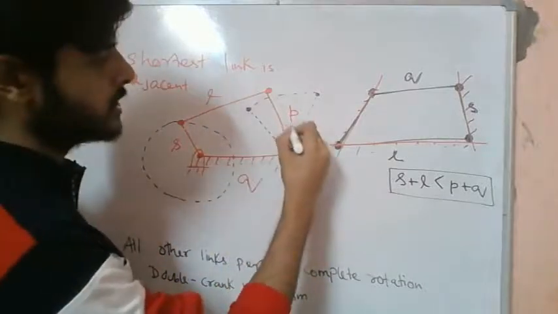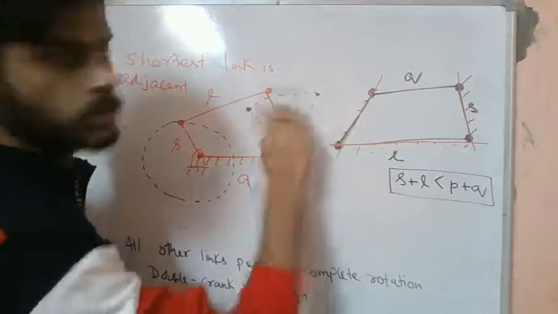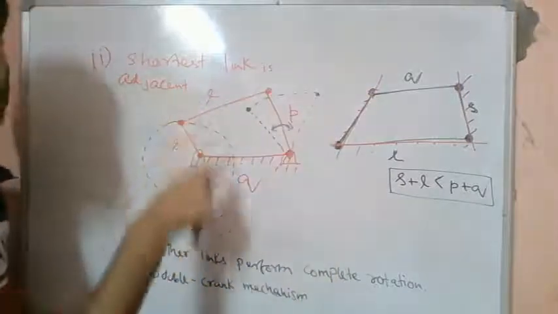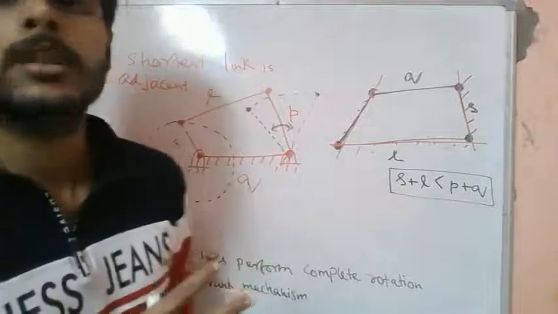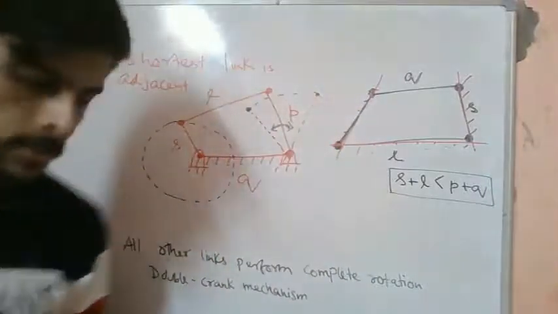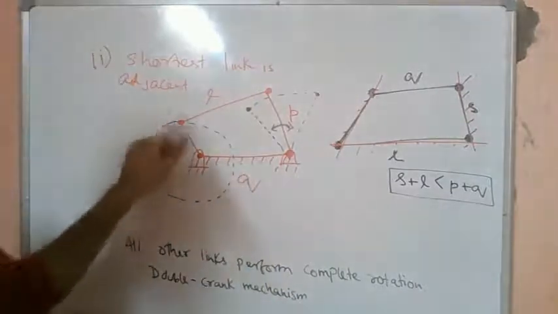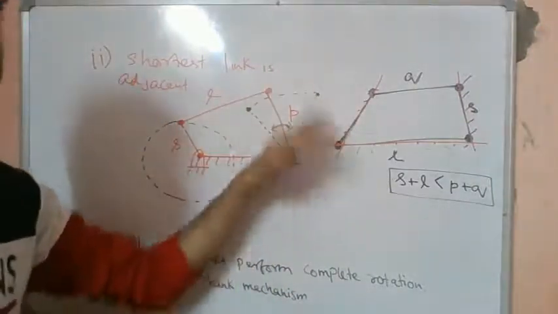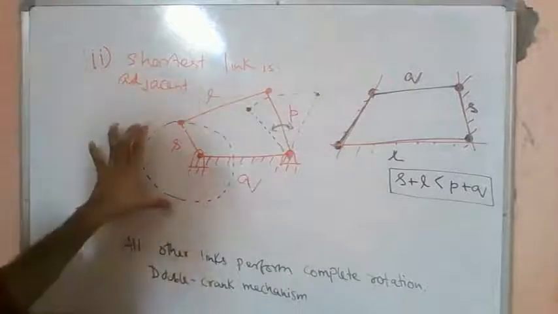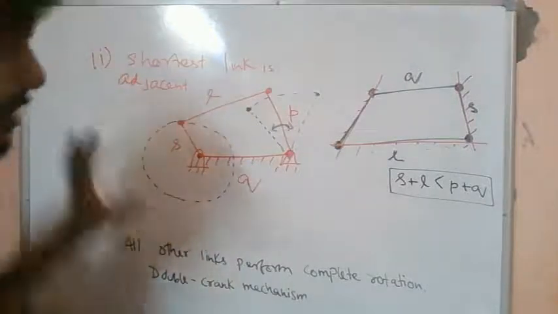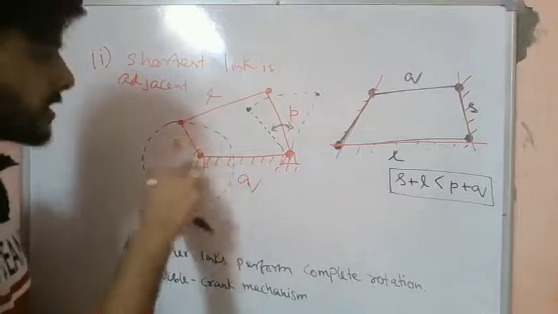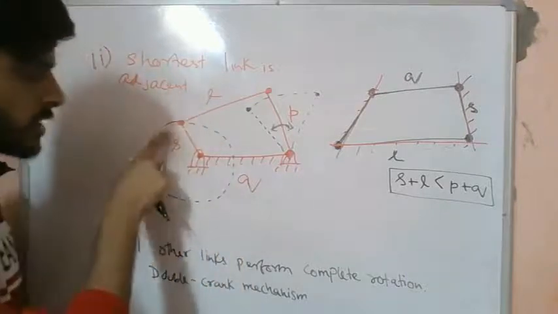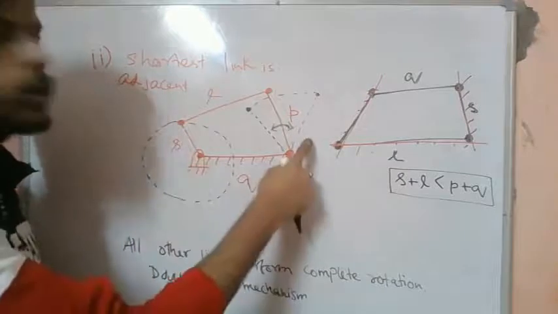This can oscillate to and fro while this will rotate continuously. Such mechanisms are used in wiper mechanisms, like a car windshield wiper mechanism. In the car windshield wiper, a motor is attached to this which rotates it completely, and this oscillates. So this is what we call a crank rocker mechanism. This is a Grashof chain, and the shortest link is adjacent to the frame, either here or here.